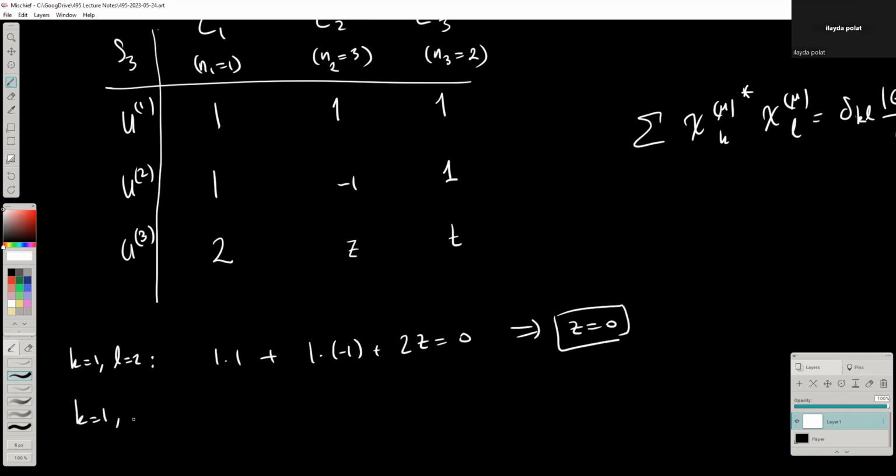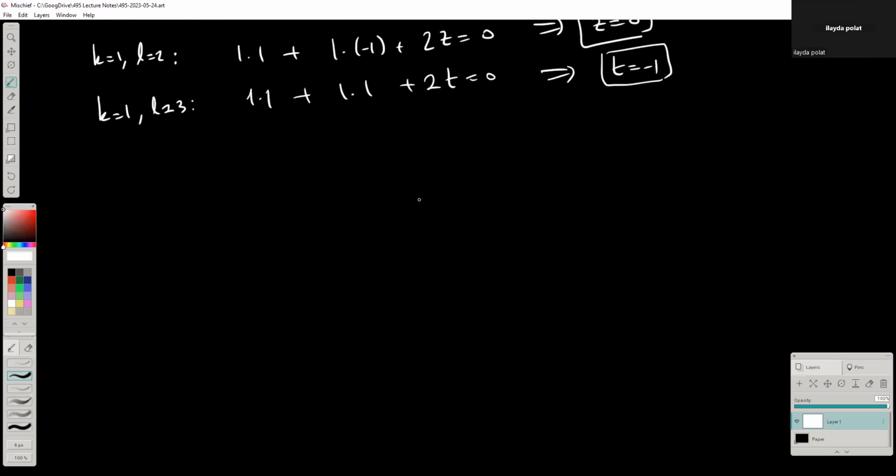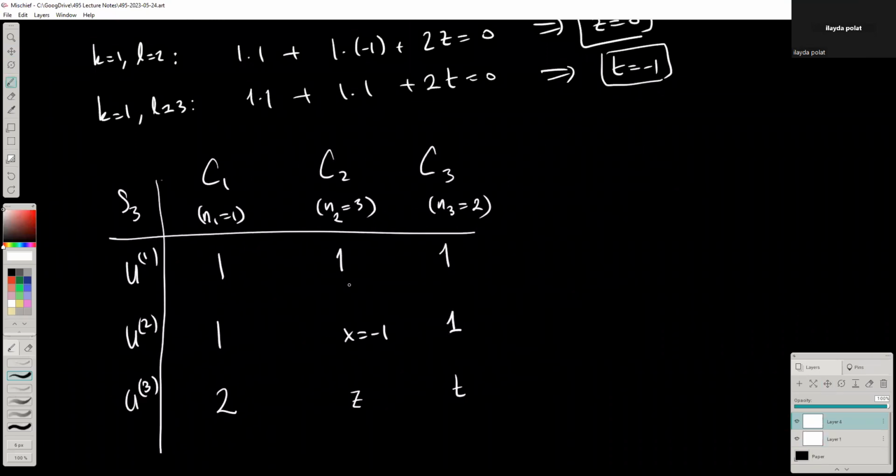And for the element T, I need to look at the orthogonality of this column with that column. So the elements are 1 times 1 plus 1 times 1 plus 2 times T is equal to 0. So that part is equal to 2. So therefore, T is equal to minus 1. Okay. And then that finishes the character table. So this is the full character table of the group S3 or E3.